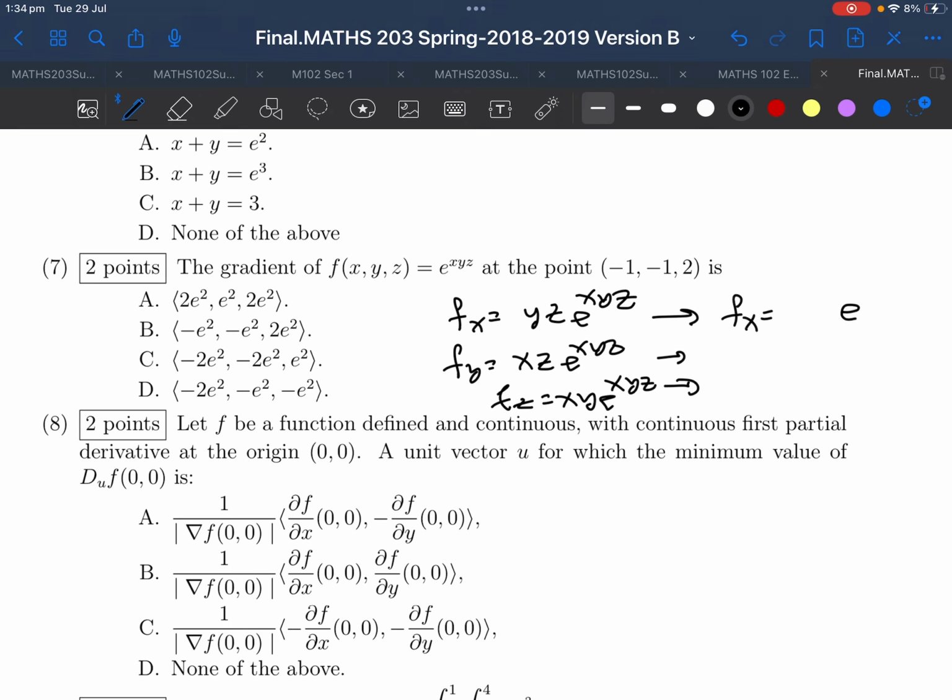So the first one, if we substitute, of course, all the e's will be just 2. Now, for the first one, it will be minus 2. For the second one, it will be minus 2. And for the third one, it will be just 1. Which one has this shape? Minus 2, minus 2, and 1. It's C.